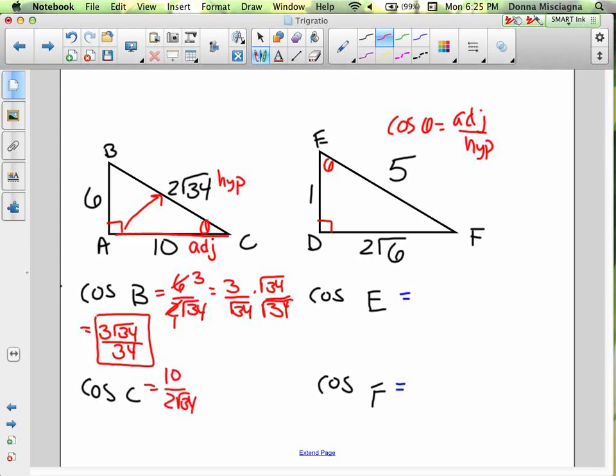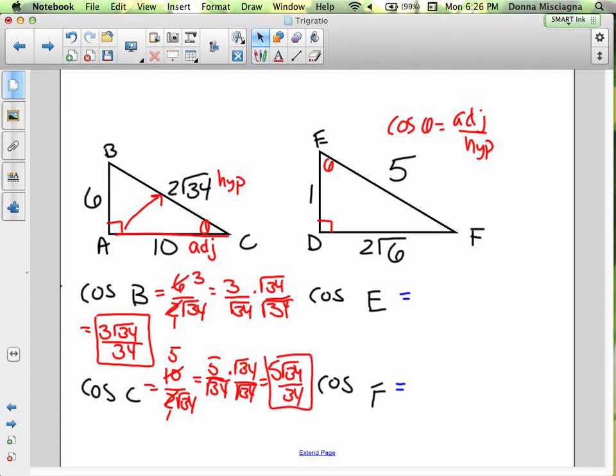Of course, we could reduce again. Both of those are divisible by 2. 10 divided by 2 is 5, and 2 divided by 2 is just 1. That's going to give us 5 over the square root of 34, and we'll just rationalize again. And I think you got the pattern now, right? 5 square roots of 34 over 34. Right, and that's our answer.